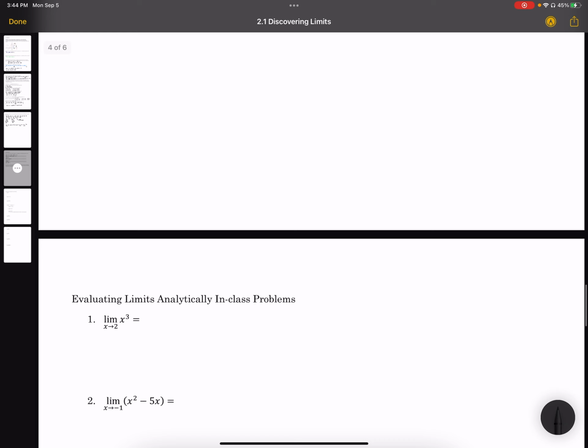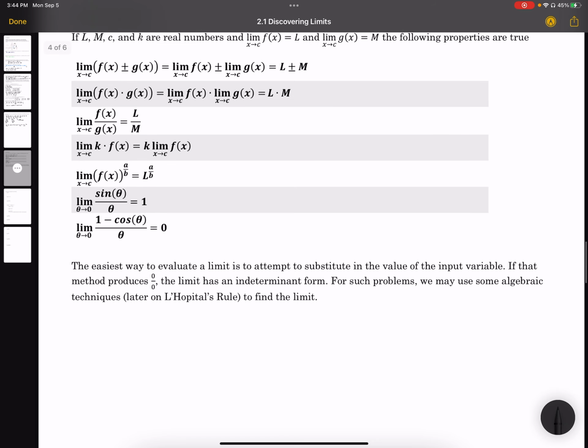The last thing is, the easiest way to evaluate a limit is to substitute the limit value into the function. If you get any number, that is the limit. The only restriction is if we get some version of an indeterminate form. And for us, generally, that's going to be 0 divided by 0.